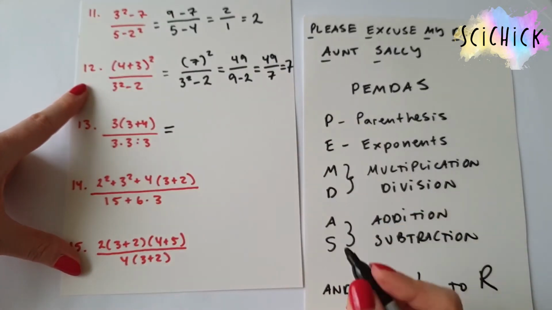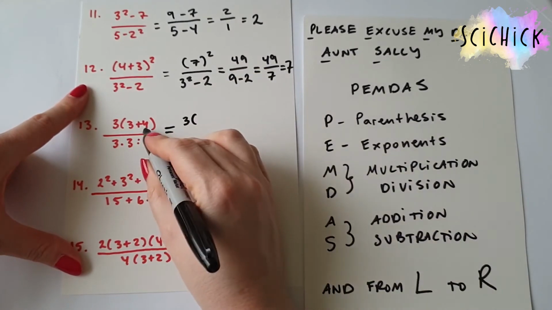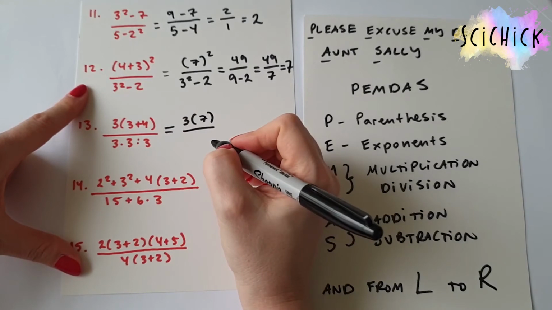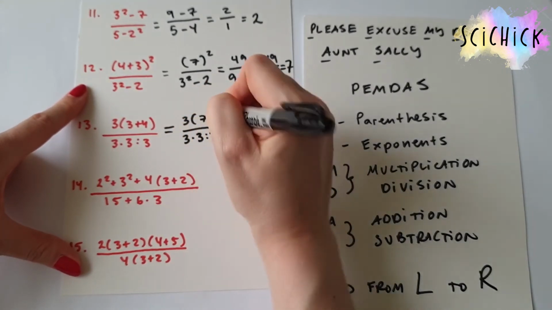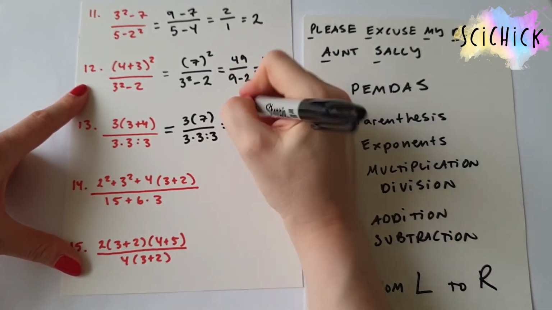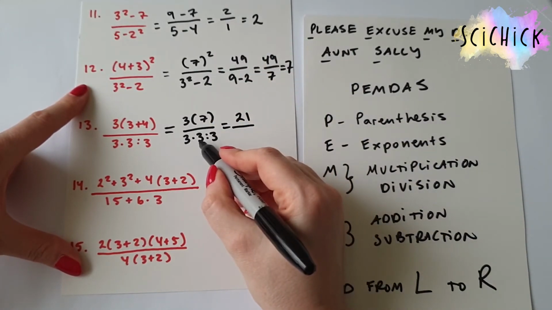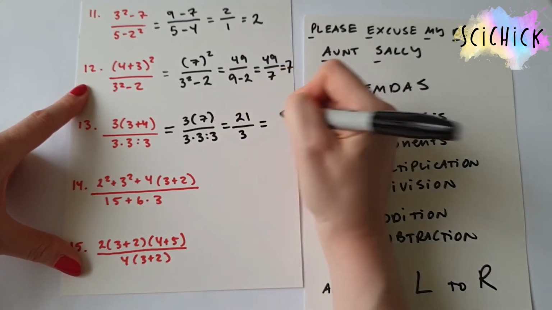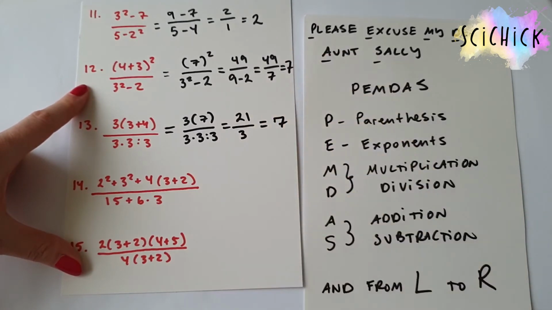Okay, so 13. I'm going to keep the 3, fix the parentheses. That's my 7 here. Okay, 3 plus 4 is a 7. Keeping those 3 guys over here. So many of them. Okay, and now I have 3 times 7, which is a 21. And I have 3 times 3, which is 9, divided by 3, which is a 3. And 21 divided by 3, that is a 7. Ooh, we have many 7s today.